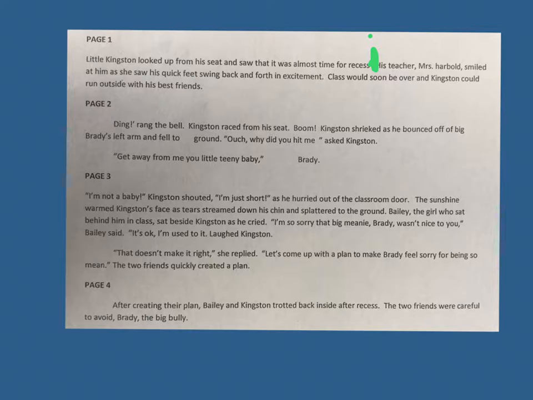Page 2. Ding, the bell rang. Kingston raced from his seat. "Boom!" Kingston shrieked as he bounced off of Brady's left arm and fell to the ground. "Ouch, why did you hit me?" asked Kingston. "Get away from me, you teeny baby," replied Brady.